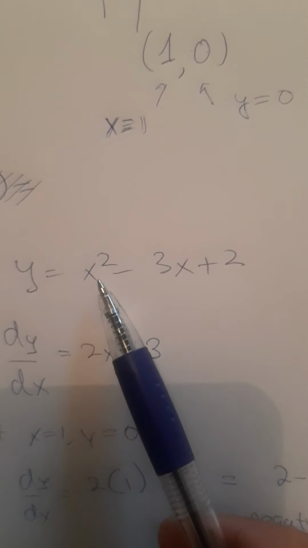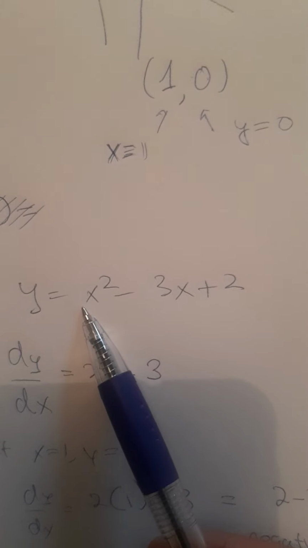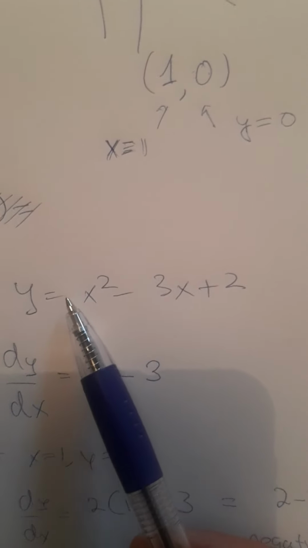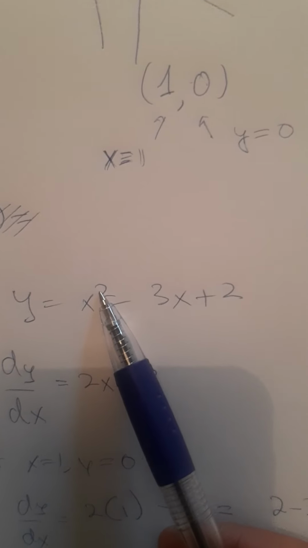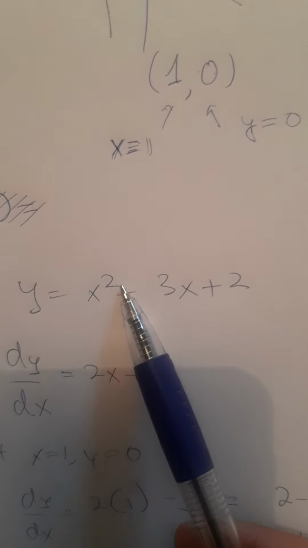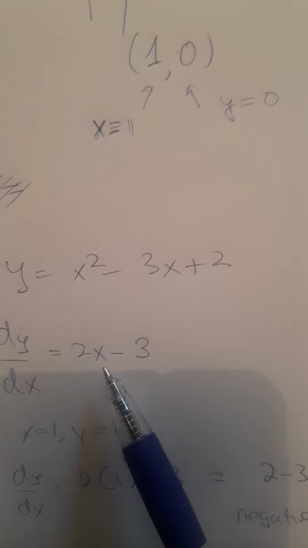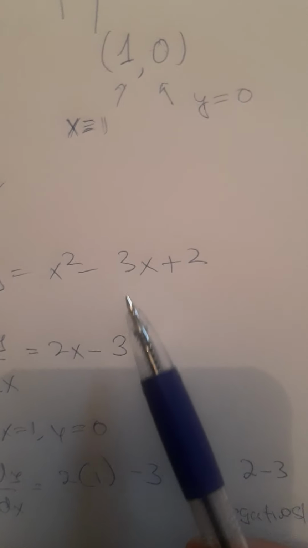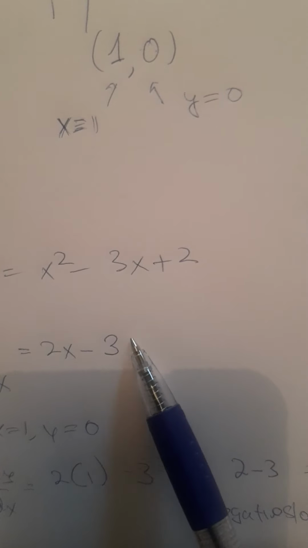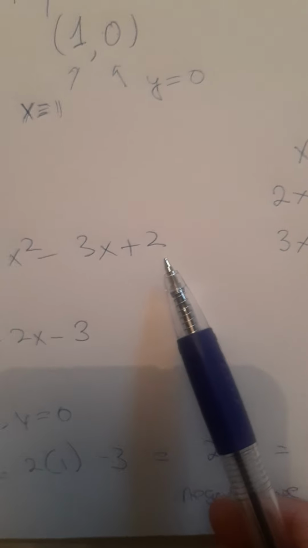So the way you differentiate, let's say x squared, you bring the power, you put it in front, and multiply by whatever is there. In this case, it's 1, so you don't see that. So it's 2 by 1, and then you take 1 from the power, so you get 2x to the power of 1, which is x, right? And then minus 3x, and the differentiation of minus 3x is 3. The differentiation of a number is always 0, so that goes.